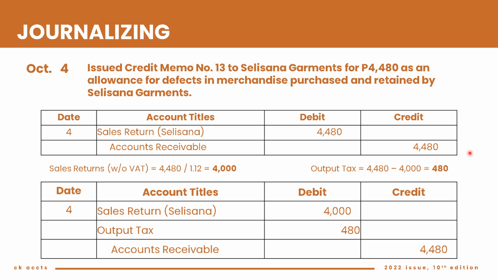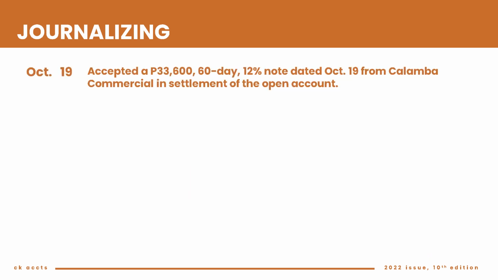So kung i-compare natin from the normal journal entries na ginagawa natin sa basic accounting, ito yung nasa taas. Itong nasa baba, ito na yung journal entry natin not prior but with application of the voucher system. Okay? Kasi we are computing for the VAT. So, ganyan lang siya kadali.